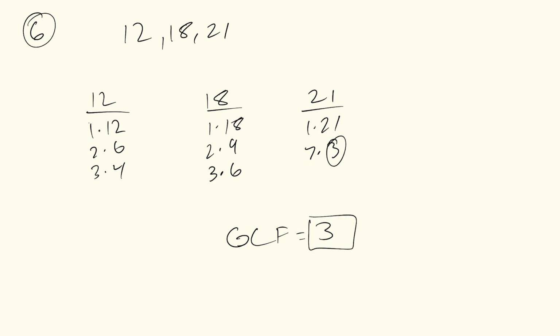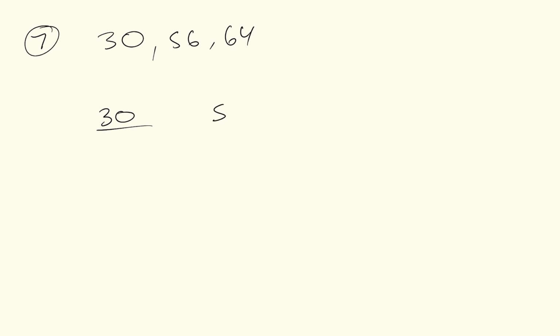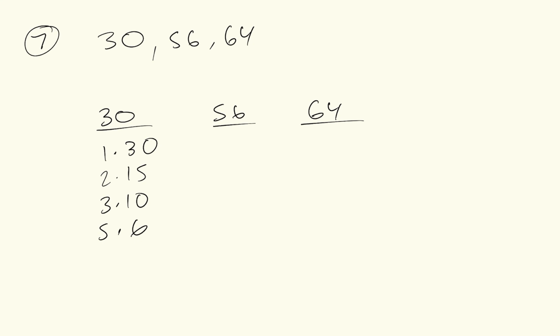Now let's try one more example. Same stylistic question. Let's go 30, 56, and 64. And let's do this the way I just showed you. So let's write out all the factors for each. Okay, so you have 1 and 30. You have 2 and 15. You have 3 and 10. You have 5 and 6. I believe that's all the factors of 30.